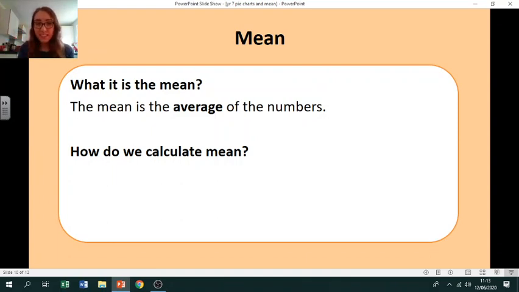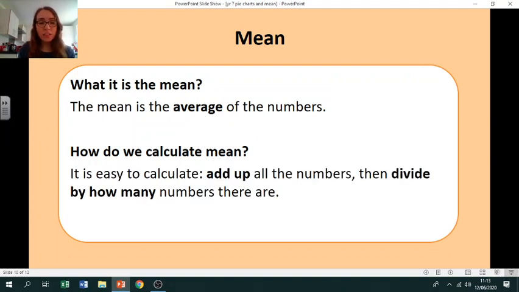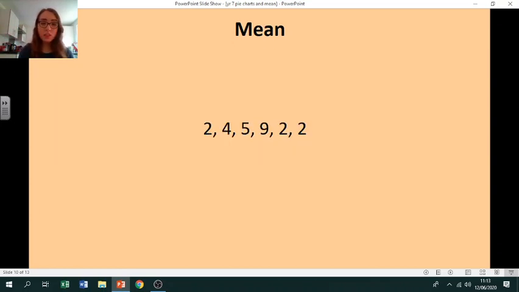Okay, so the mean is calculated, some of you might remember, by adding up all of the numbers together in that list and then dividing by how many you've got. So you add up all the numbers together and then divide by however many numbers are in the list. Okay, so let's have a little look.